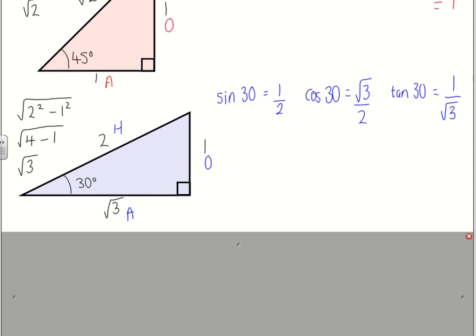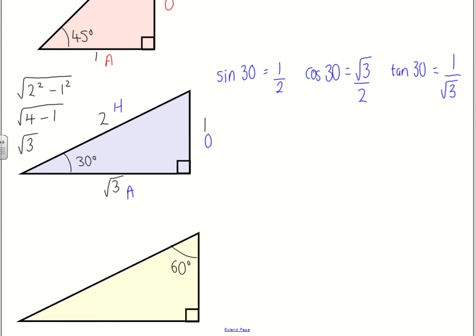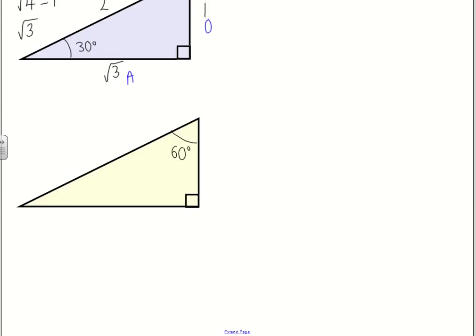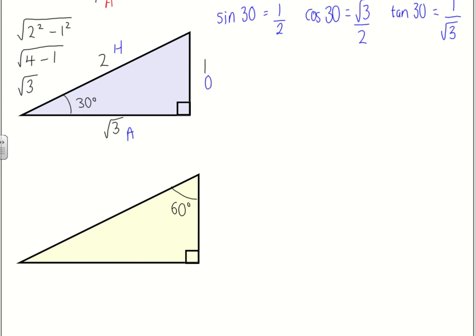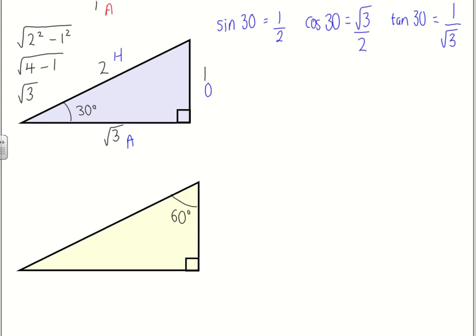The last one then is based off the 30, but this time looking at the 60, which is actually the same triangle. The 60-degree angle would be at the top because the 30-degree angle was in the bottom left. The measurements of it are actually the same. So we've got a hypotenuse of 2, we've got 1 there and root 3 over there. The difference is now, because I've moved the angle, h is still 2, but this time a is 1 and o, opposite, is root 3. Now the longer of the two sides is the opposite because of the big angle, 60 degrees.